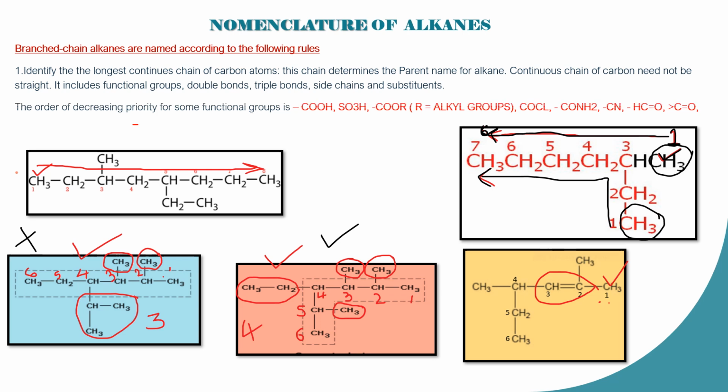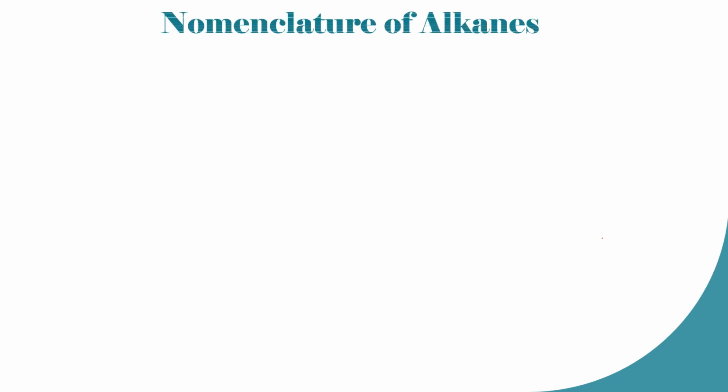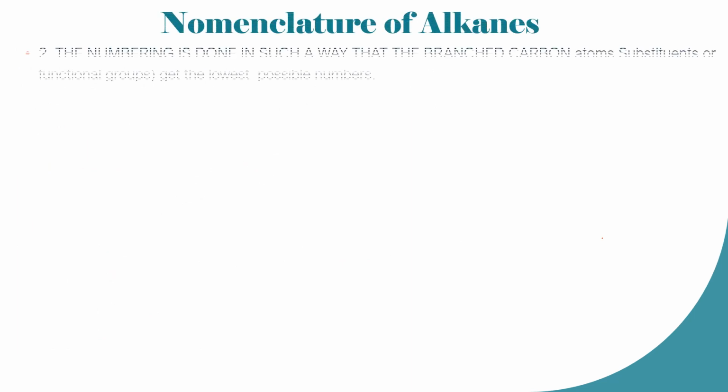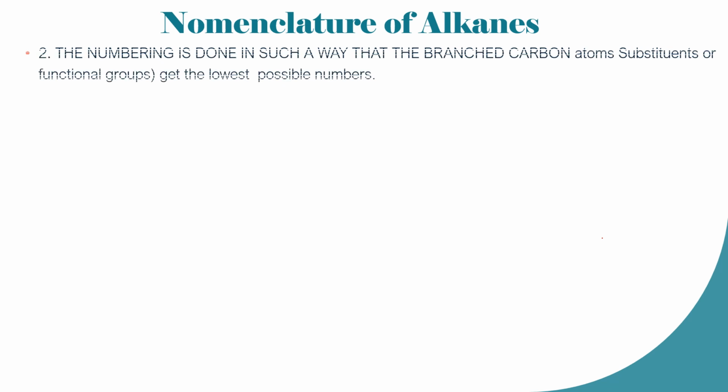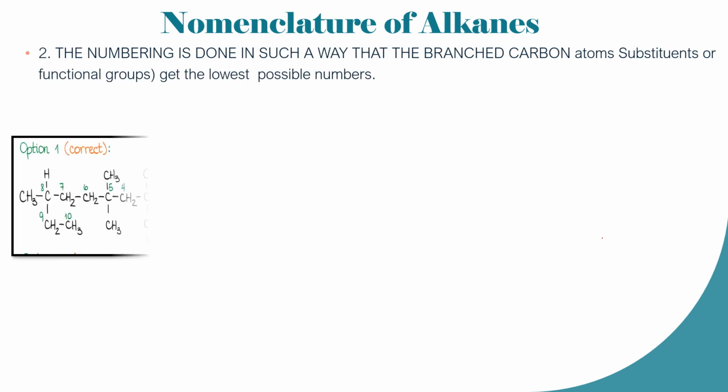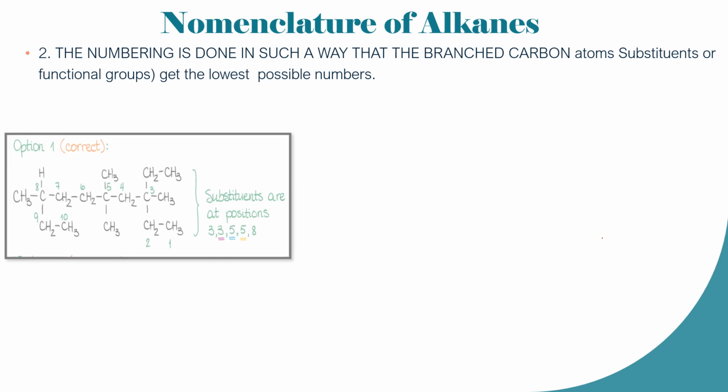Here, some functional groups are given in order of decreasing priority. If you remember this one, the second rule is to give the least number to the branched carbon atoms, substituents, or functional groups which are attached to the parent chain. See the example.